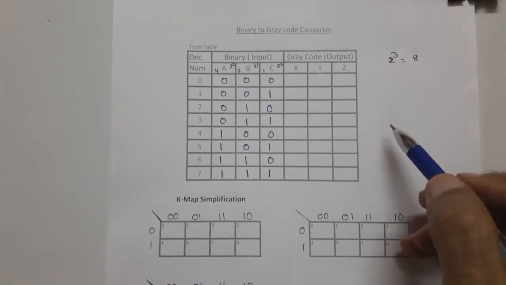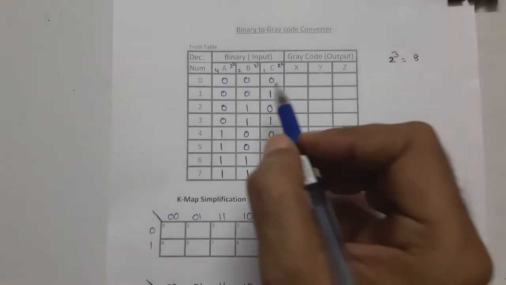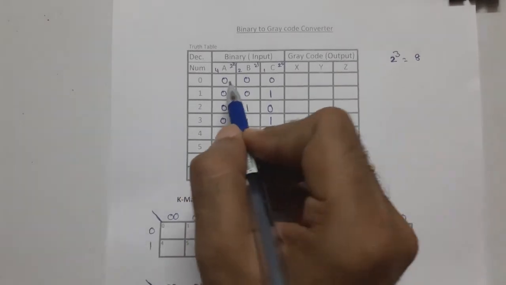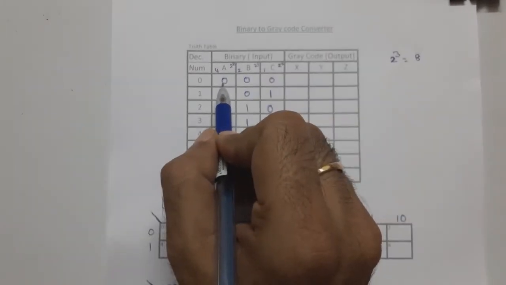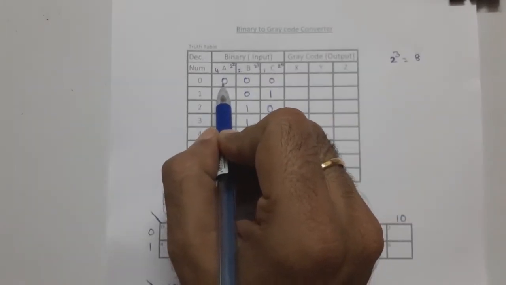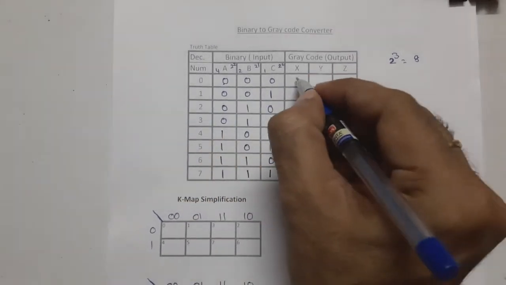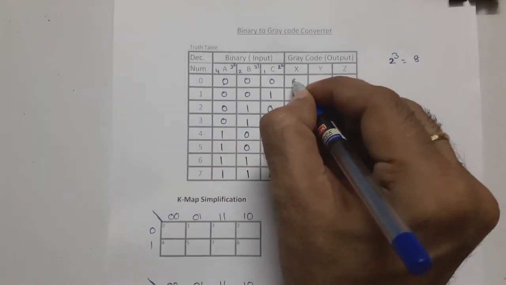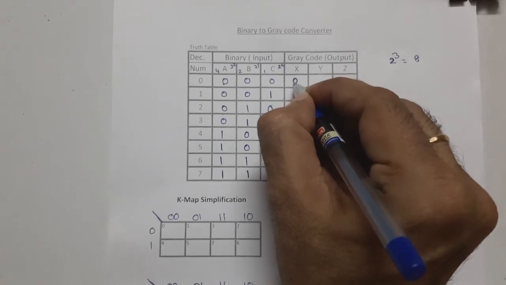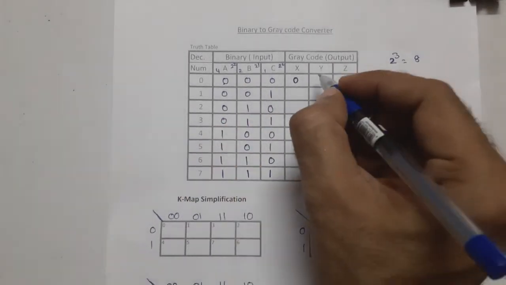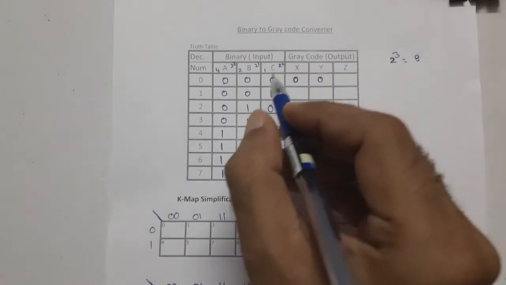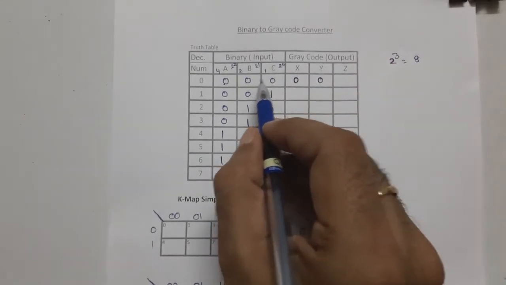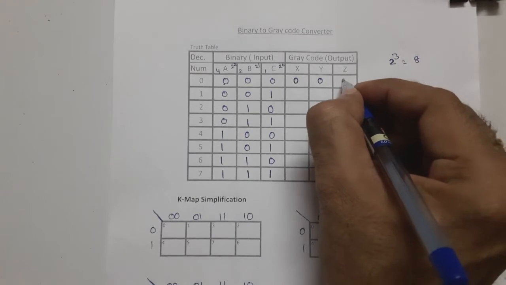Now to write this gray code, here in this binary, consider this as the MSB, most significant bit, and that MSB is written directly here. And then add these two. This is nothing but 0. And again add these two, which is again 0.